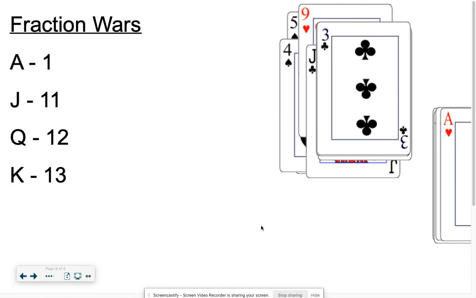Fun little game. If you need to rewatch this portion of the video to learn how to play Fraction Wars, please do so. If you're still struggling with it, ask a friend for some help. It is now time for you to start working on your assignments. Assignments today is 7-1 homework and remembering side. Rewatch the video if you need any more clarification. Otherwise, good luck.